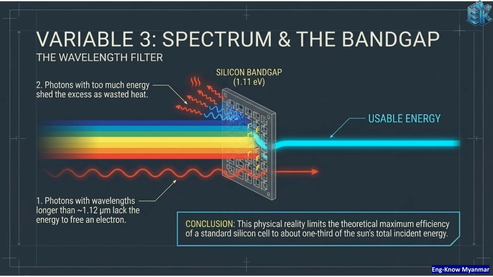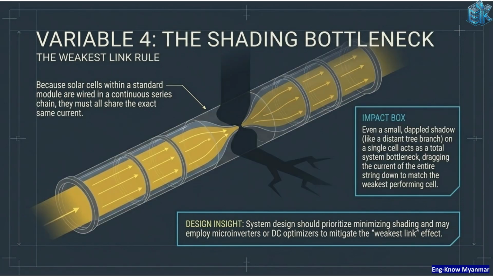The silicon band gap acts as a wavelength filter. Photons with wavelengths too long lack the energy to free an electron. Photons with too much energy shed the excess as wasted heat. This physical reality limits the theoretical maximum efficiency of a standard silicon cell to about 1/3 of the sun's total incident energy. The shading bottleneck is governed by the weakest link rule.